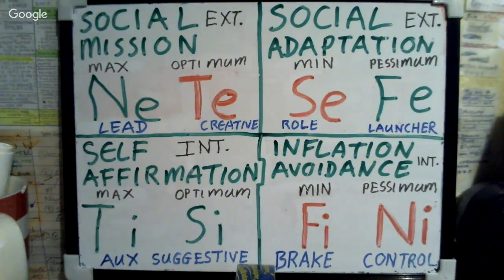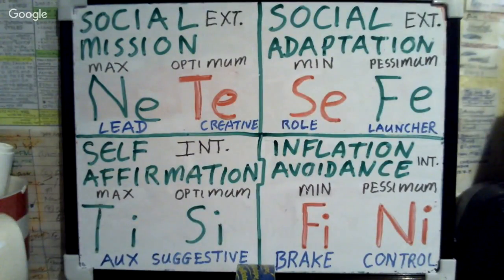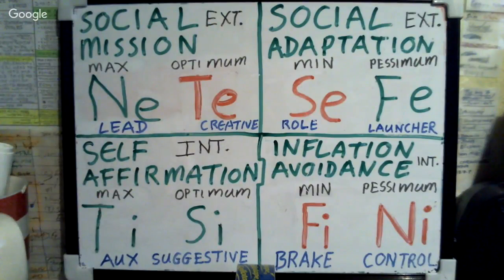This brings us to the inflation avoidance block. And look at the type that's in here, FI, that's a social mission block of the INFP. So INFP is not going to be happy with the morally relativistic, trollish ENTP. And this is their supervisor, INFP. So FI.